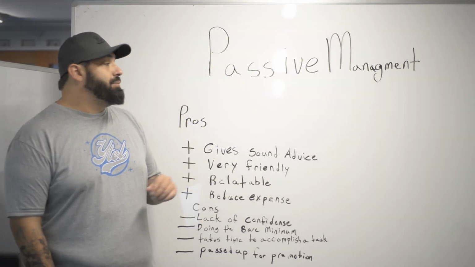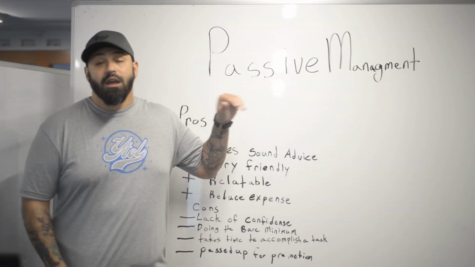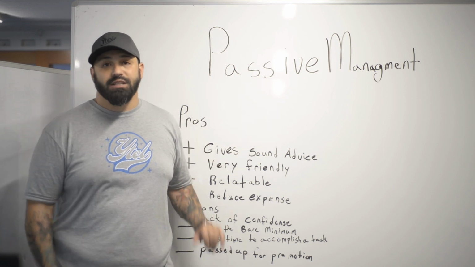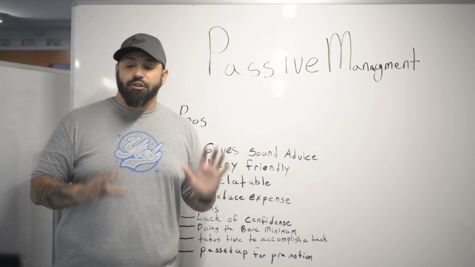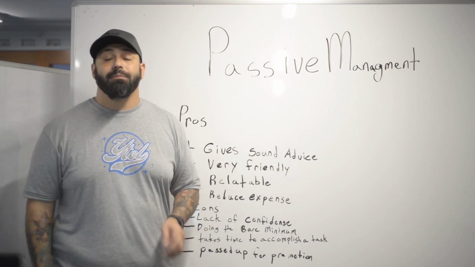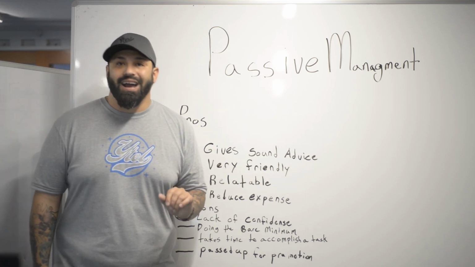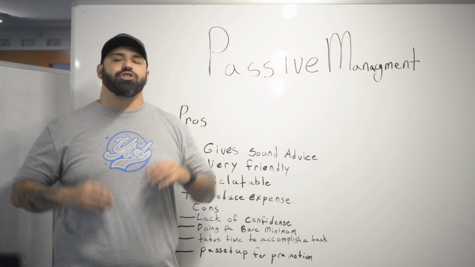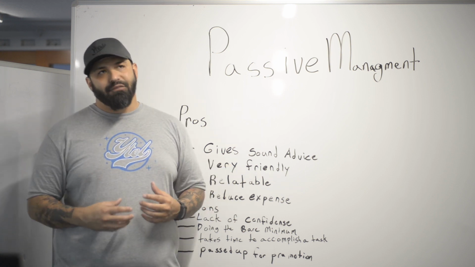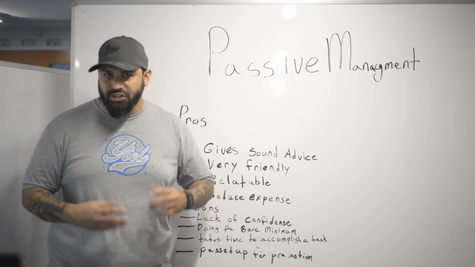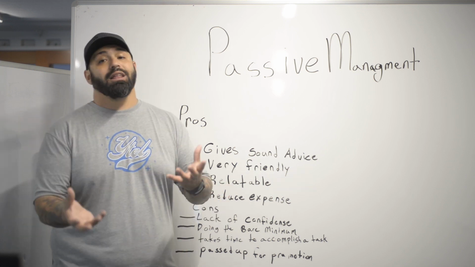Okay. Now we're going to be going over passive management. We're going to be going over the 4 pros and cons of passive management. And there are many other pros and cons of passive management, but we're going to be going over the 4 main ones. First one, you give sound advice. You always give the best advice that you know how to give. And that's usually never the greatest advice, never the lowest advice. You just give sound advice, and your team really likes that.